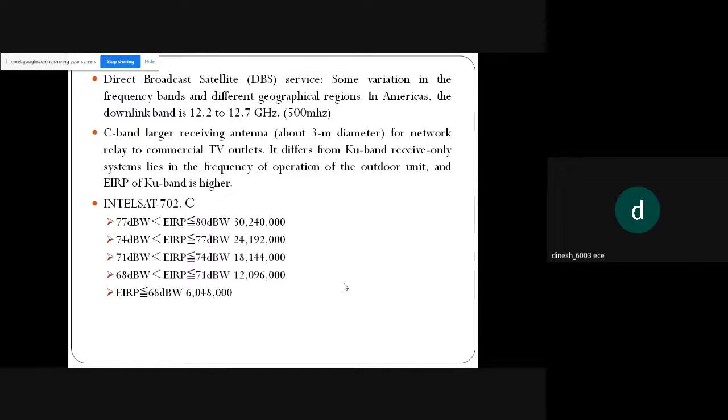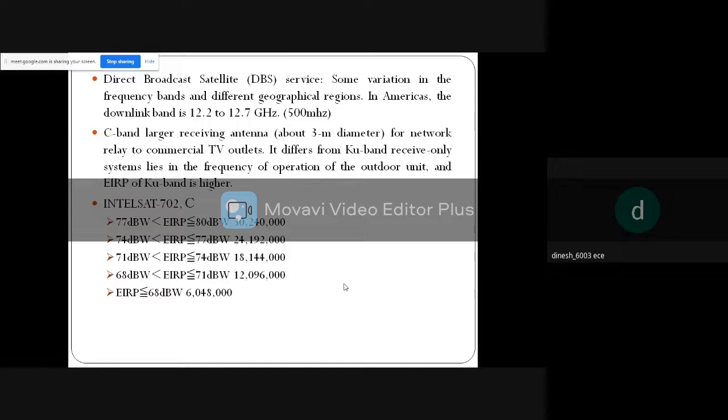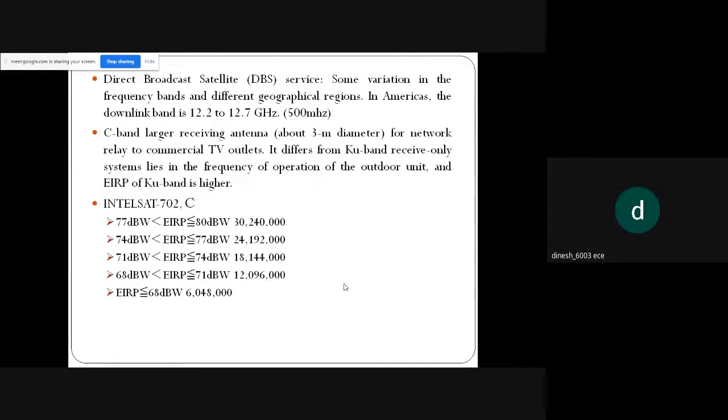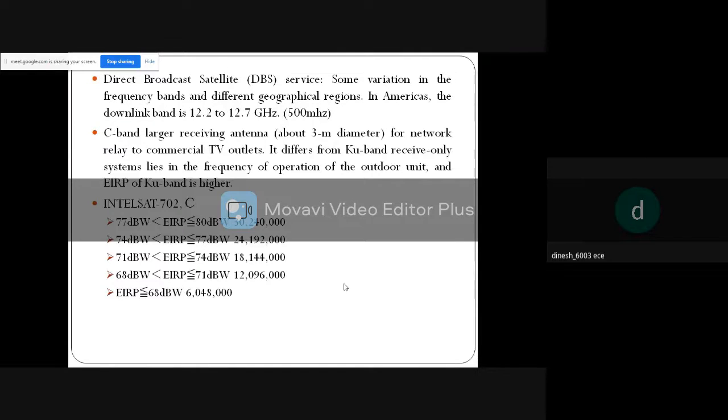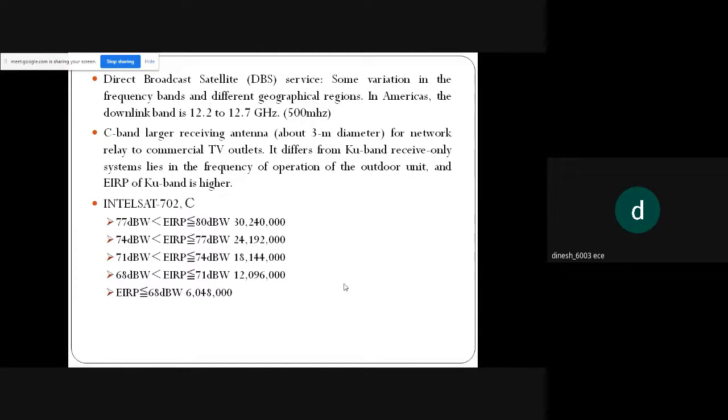So see, the Intelsat 702 was launched with C band, in these measurements, where the EIRP ranges from 77 decibel watts to 80 decibel watts in the frequency 30240000 kilohertz. Similarly, 74 decibel watts to 77 decibel watts in the frequency range 24192000 kilohertz.